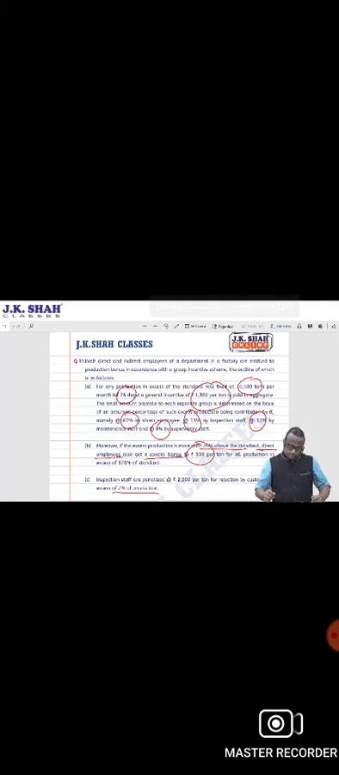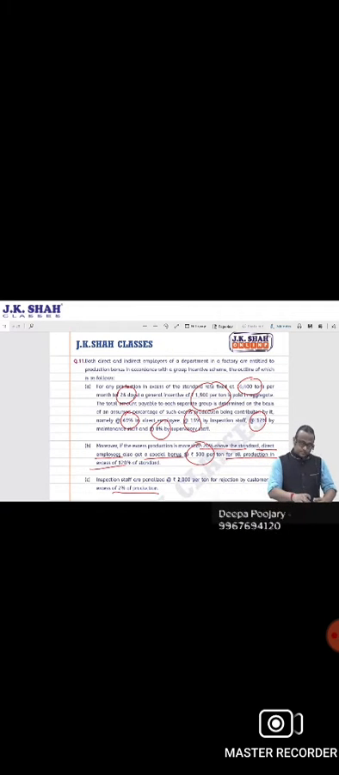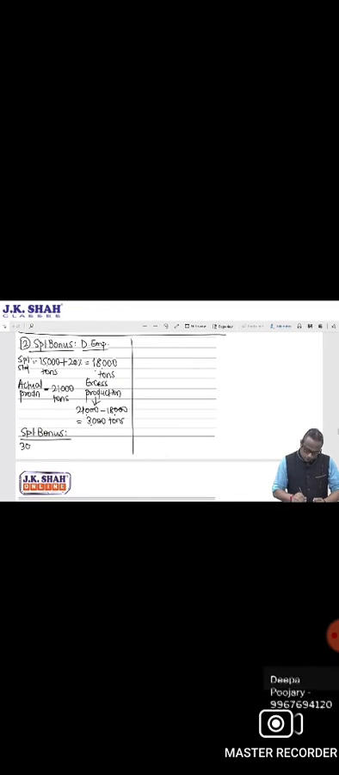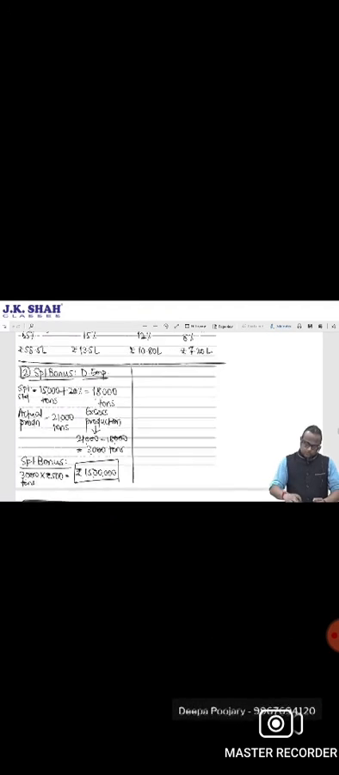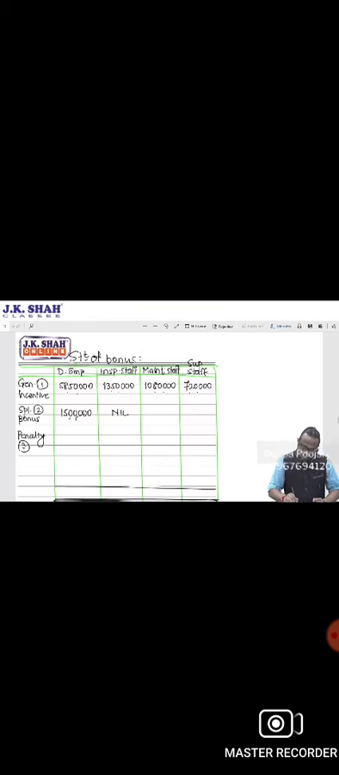Special bonus is 500 per ton on all production in excess. So 3,000 tons into 500. 15 lakhs. And as you clearly know, this will be applicable only for direct employees. Nil for the others.